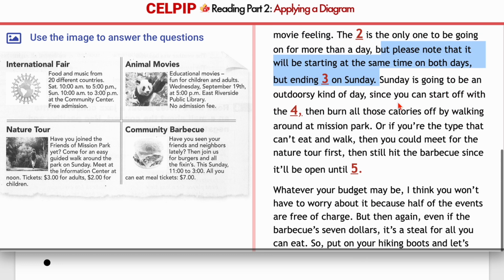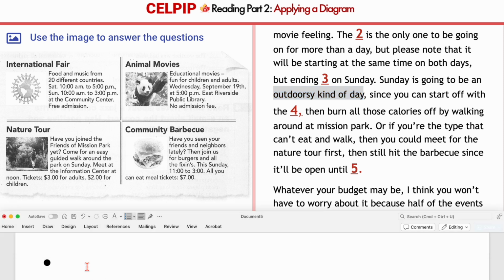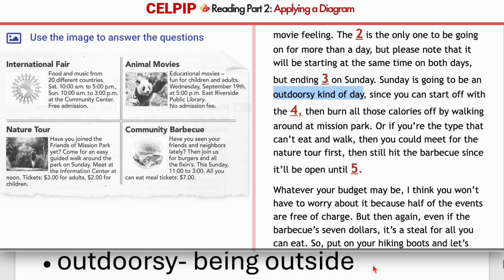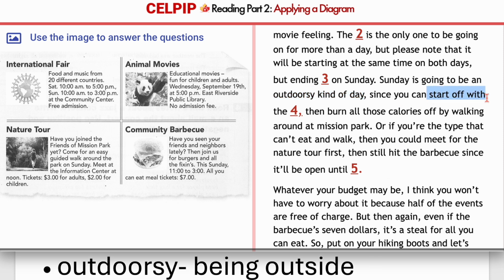So, what about the next question? Sunday is going to be an outdoorsy kind of day. So, it's going to be like for outdoors. Outdoorsy means being outside. Okay, it's going to be an outdoorsy kind of day. Since you can start off, so start with the 4. Then burn all those calories off by walking around at Mission Park. Burn the calories off. Okay, burn off. It says over there, burn off.